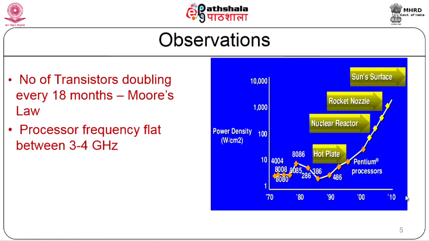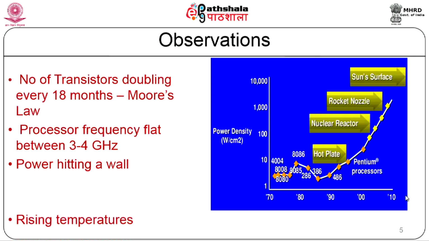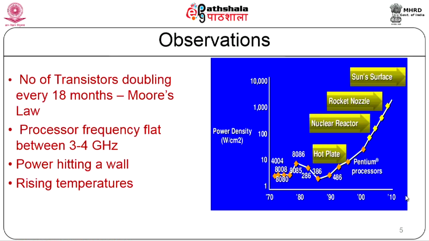But the processor frequency has been flat between 3 to 4 gigahertz. So, the frequencies were periodically increasing, but beyond a certain point the processor frequencies have not increased too much, and you find that power has hit a wall because of the power density that has been shown here. Because of the power that is dissipated, you have what is called the power wall problem, which we have discussed in many modules. And you also have rising temperatures because of the increased power density.